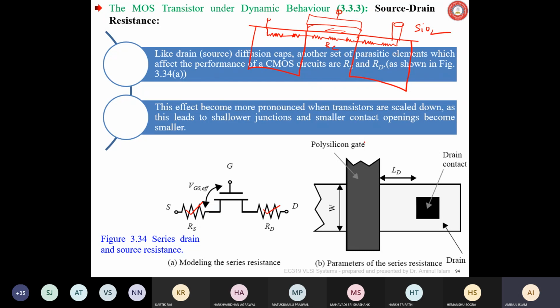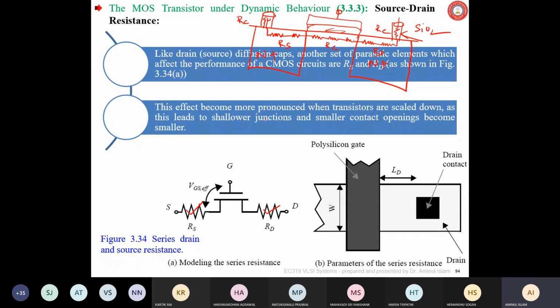Of course, it is not drilled using a conventional drill. Etching is done and the hole is made, and that hole is filled with tungsten to make the contact with the N+ region. So there will be contact resistance here. Similarly, here you will have contact resistance. So this may be called RC. This may be called RS. This may be called RD.